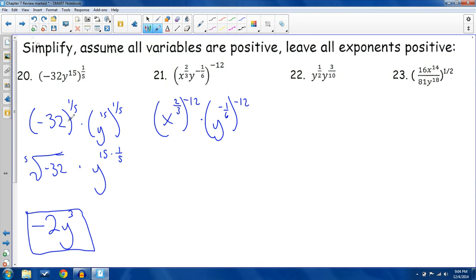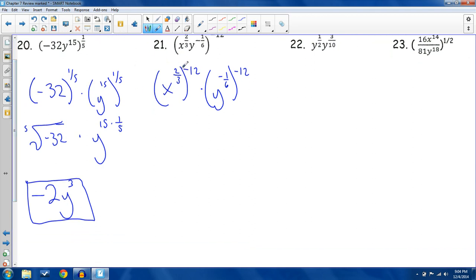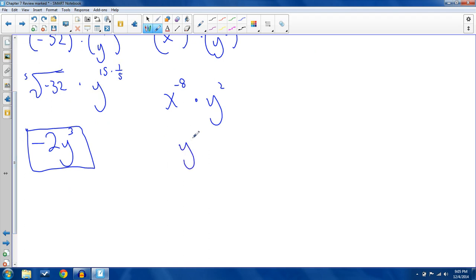I'll save you time and do the multiplication for you. Negative 12 times 2 is negative 24. Negative 24 divided by 3 is negative 8. That's x to the negative 8th power. And negative 12 times negative 1 is positive 12. 12 divided by 6 is 2. So that's y squared. You're not done because you cannot have negative exponents. X to the negative 8th is now 1 over x to the 8th. So this becomes y squared over x to the 8th power.